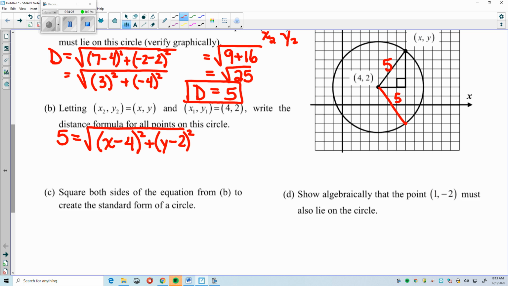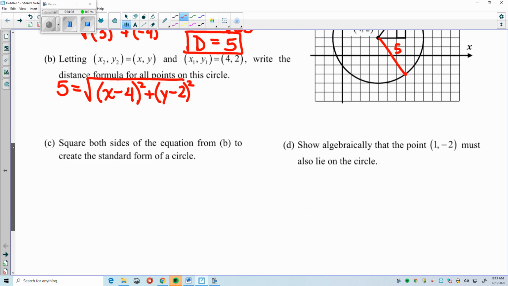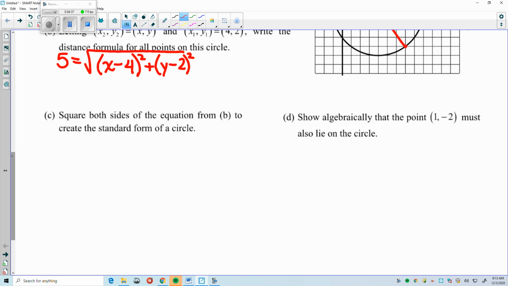So that means any point I take, any coordinate I take, I should be able to plug into here, simplify it, and it should equal 5, so long as it's sitting on the circle. Okay, now to come up with our circle equation, what we're going to do is take our answer from up here, and we're going to square both sides.